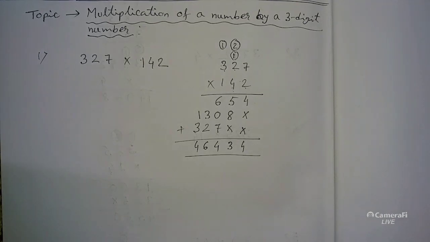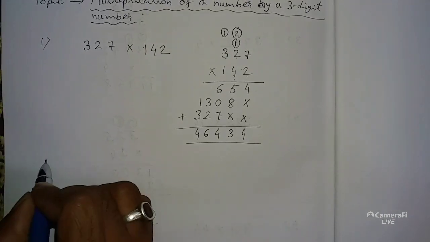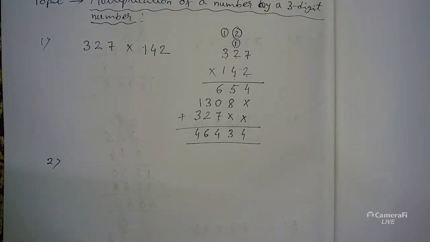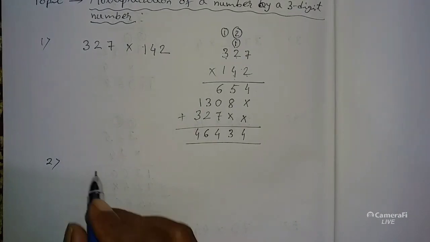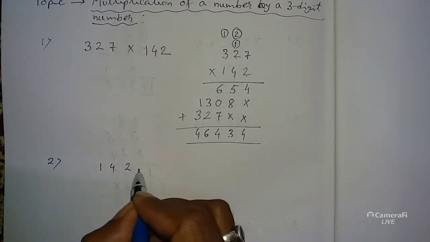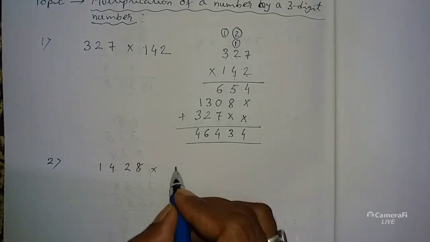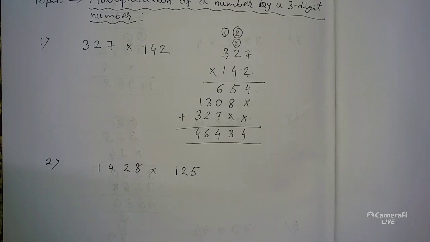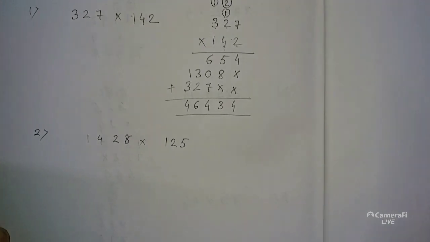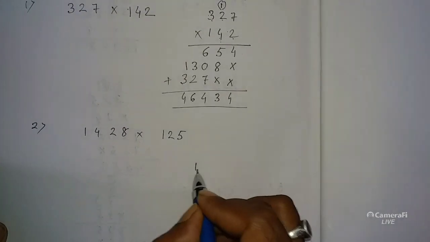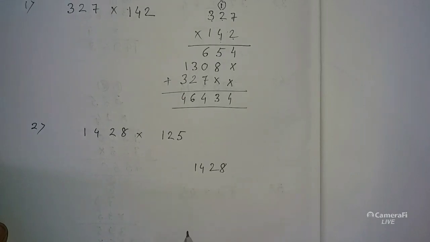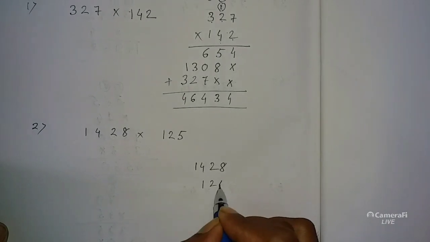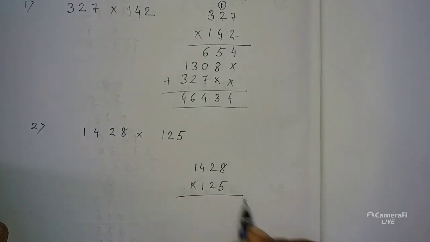Let us come to another example. Suppose we have to multiply this number by 125. Okay. First we will arrange the numbers. 1428, we have to multiply it by 125 in this way.